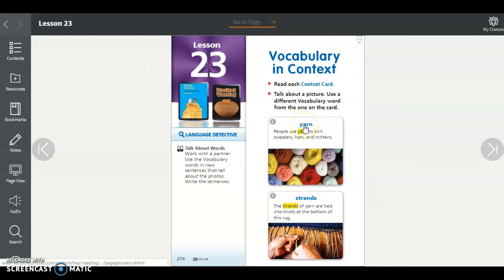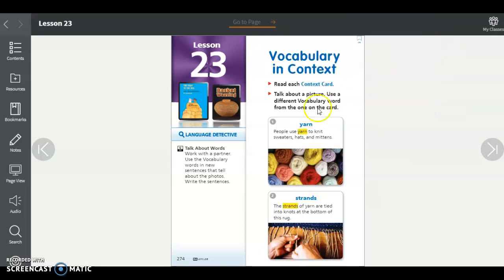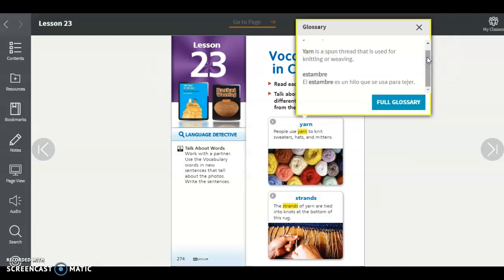The first word is yarn. Say it. Yarn. People use yarn to knit sweaters, hats, and mittens. Take a couple seconds. What do you think yarn means? Let's think about it. Yarn. Yarn is a spun thread that is used for knitting or weaving.